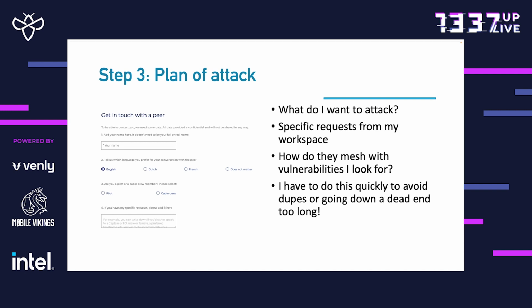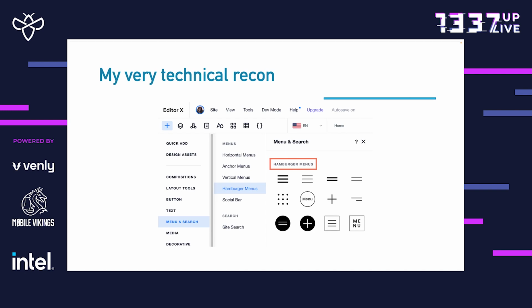So quite often what I'm doing here is very quickly figuring out, okay, is this a dead end? Is this a waste of my time, right? So I'm very quickly going through everything. And my very technical recon is hamburger menus. Hamburger menus have genuinely found me so many bugs because I'm trying to hit functionality that nobody else has hit before. So I end up going into some really awkward settings and checking the permissions there.